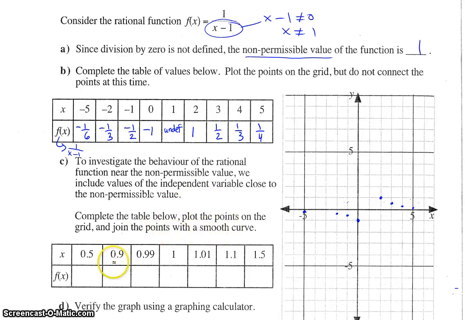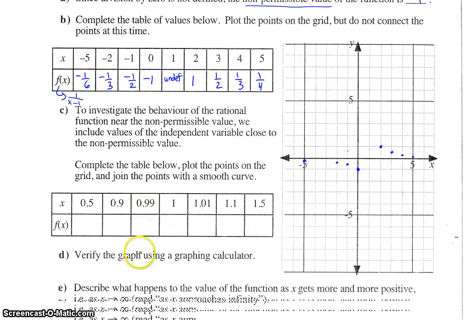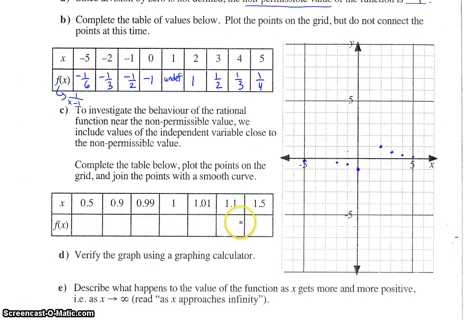value. By doing that, we're going to be subbing in values very close to it. So 0.5, 0.9, 0.99, approaching from the left side, that x equals 1, and then we're going to approach it from the right hand side as well. So why don't you go ahead and fill in this table of values, say to 2 decimal places, and then you can go ahead and plot the points, and then we will connect them and discuss the graph. Okay, so pause your video now, please.